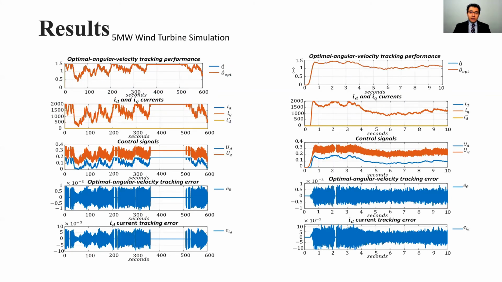For the first graph, we can see that the controller performs well. Notice that the optimal angular velocity tracking error is considerably small, which translates into an accurate tracking of the optimal angular velocity. Also, the ID current tracking error is pretty small, revealing that the ID current is quite close to 0.